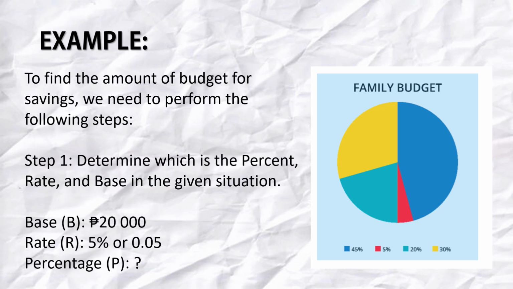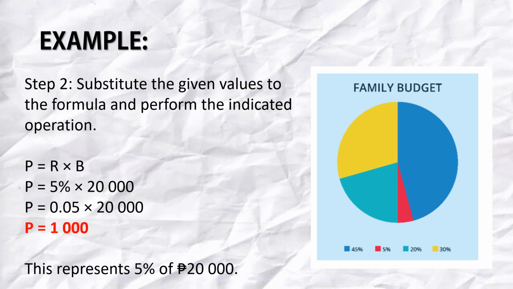20,000. And then lastly, we have the budget for savings. So for the base, we have 20,000 pesos. For the rate, we have 5% or 0.05, and the percentage is unknown. Substitute the values into the formula P equals R times B. R is 5%. Change it to decimal, it will become 0.05. Multiplied by 20,000, we now have 1,000 pesos.